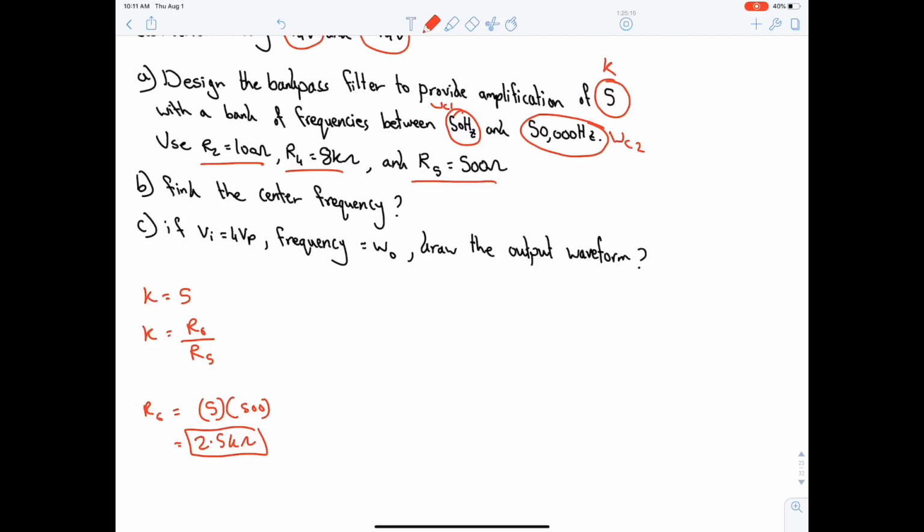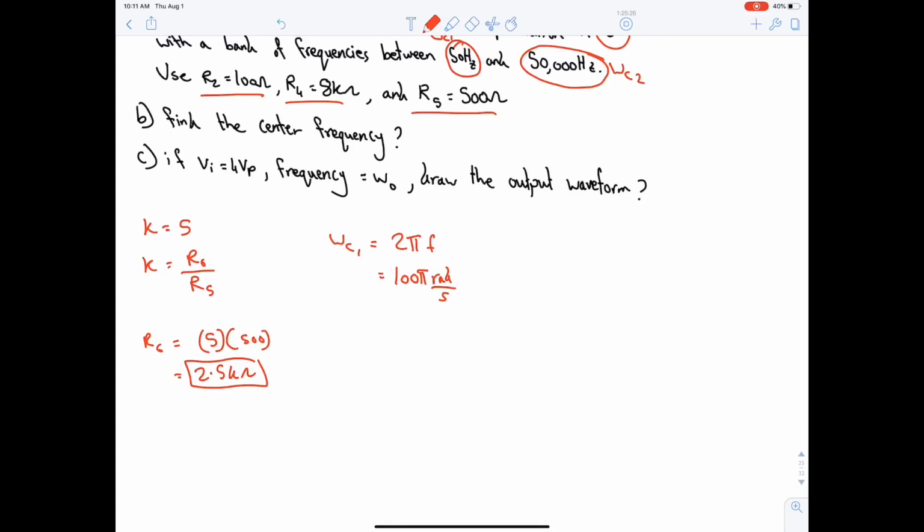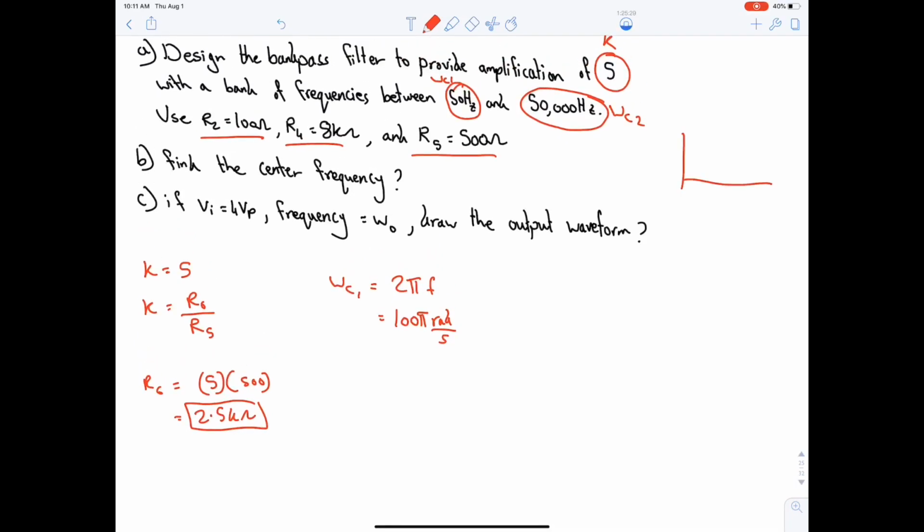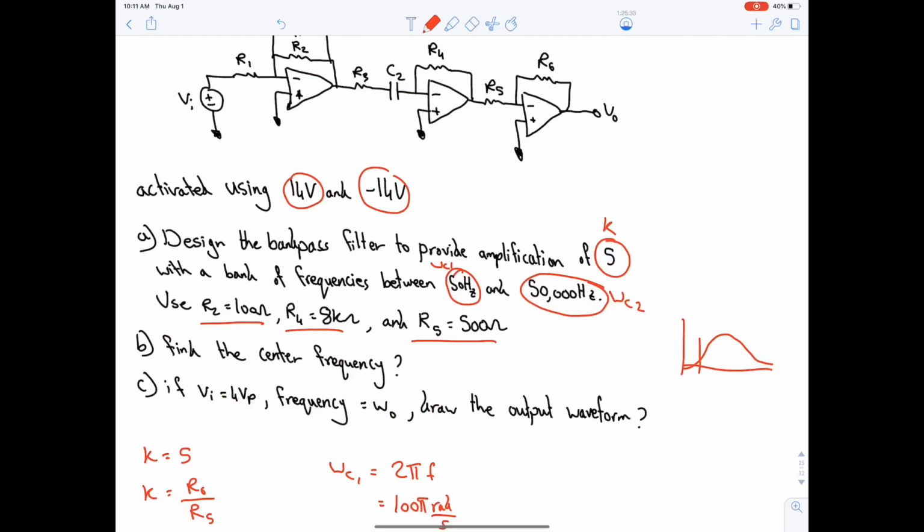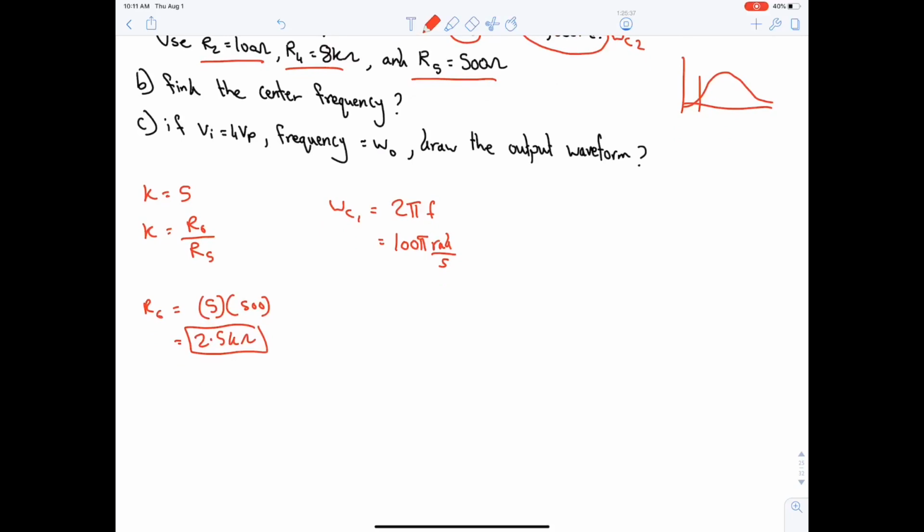Omega C1 is 2 pi F, hence it will be 100 pi rad per second, and omega C1 is for high pass. This is high pass, so it will be R3 and C2.